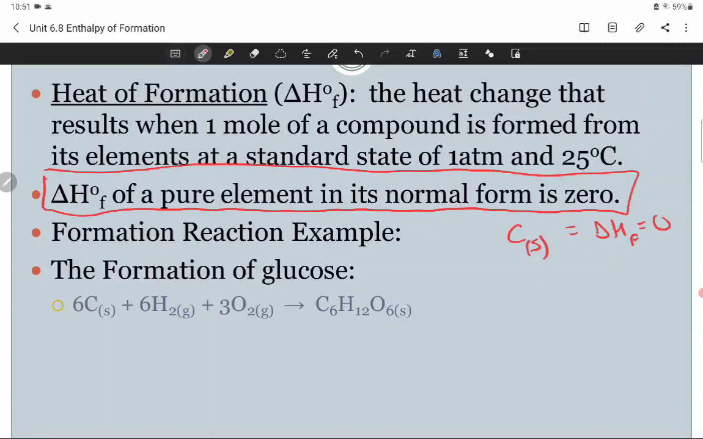Elements that are diatomic molecules, the same thing. The values for hydrogen gas or oxygen gas, you may or may not be able to find them in textbooks or on the tables provided on tests, but those values for delta H formation are 0. Okay? But anyhow, if you were going to form glucose, you would need to form it from its elements.